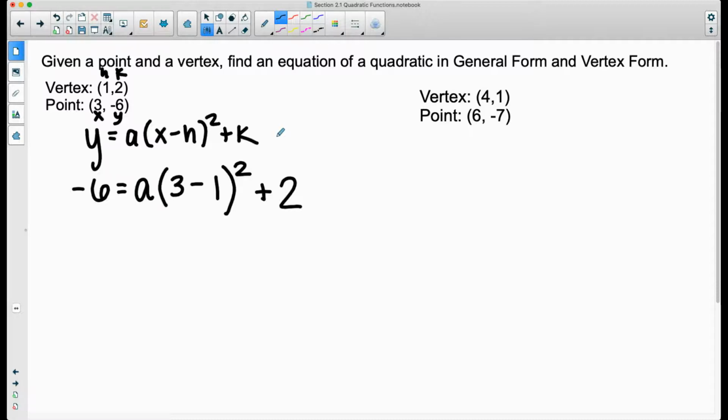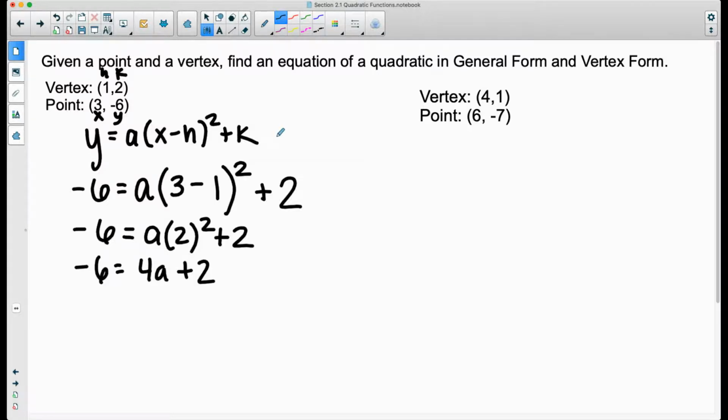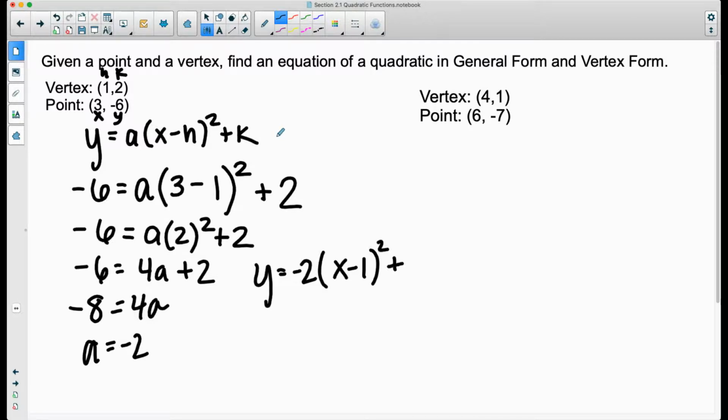So 3 minus 1 gets me 2. 2 squared gets me 4. Subtract my 2. And divide by 4. So far, I have one of my equations, and that's going to be y equals -2 times x minus 1 squared plus 2. So I plug my vertex back in now with my a value.